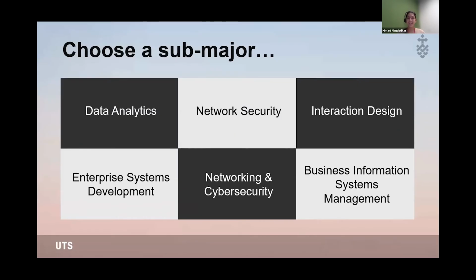Now for some exciting stuff, let's have a look at the course structure. I know majors and sub-majors can be quite confusing, but essentially a major is a group of subjects you complete to specialize in an area you're interested in. At UTS, a major is typically 8 subjects, and in the Bachelor of IT program, you have the opportunity to complete a sub-major, which is half of that, 4 subjects.